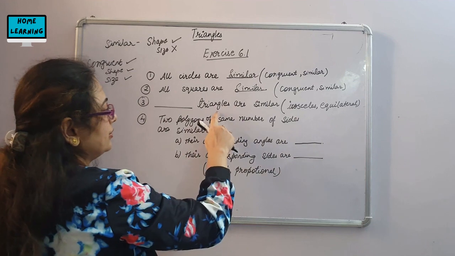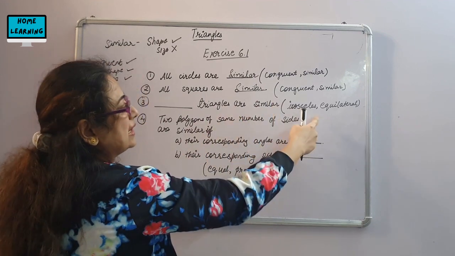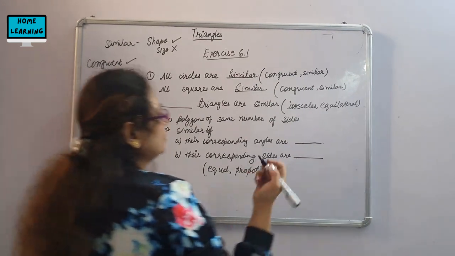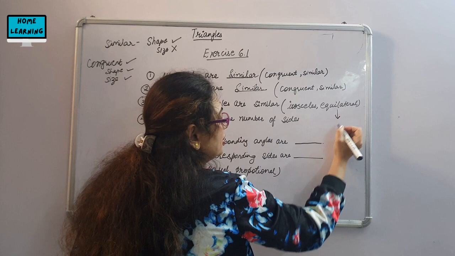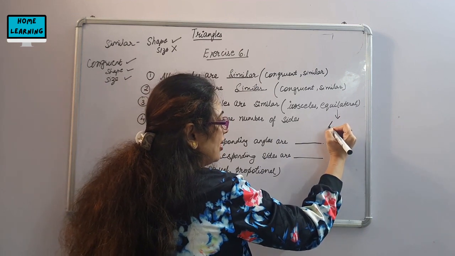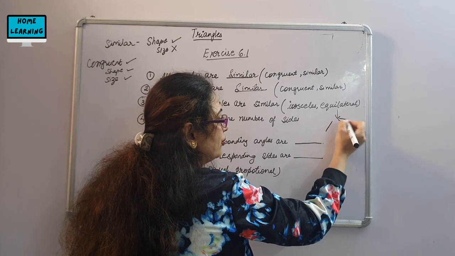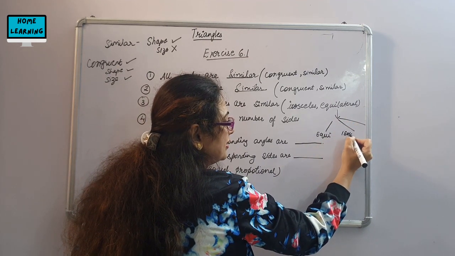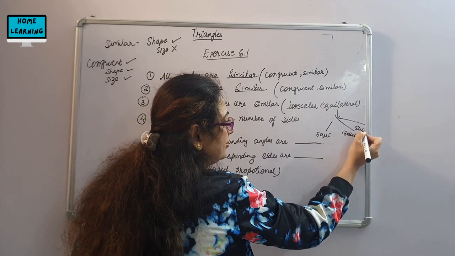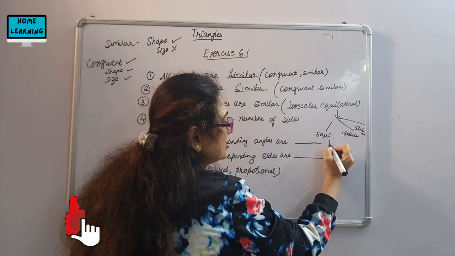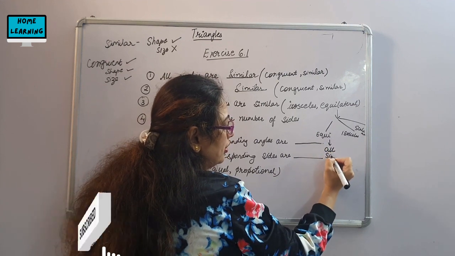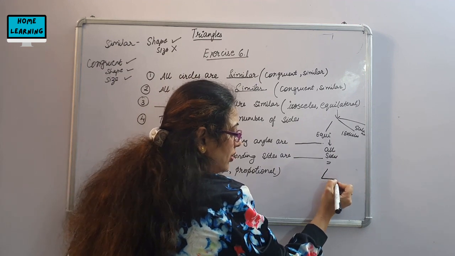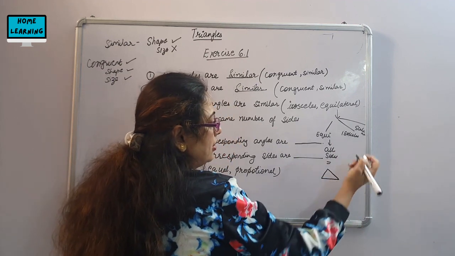Now dash triangles are similar. Isosceles, equilateral. I have made another video on triangles, or you would have done this in your last class also. Triangles are of three kinds: equilateral, isosceles, scalene. Equilateral has all sides equal. If one side is 3 cm, all sides will be of 3 cm.